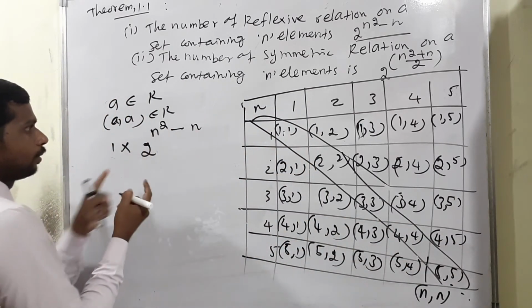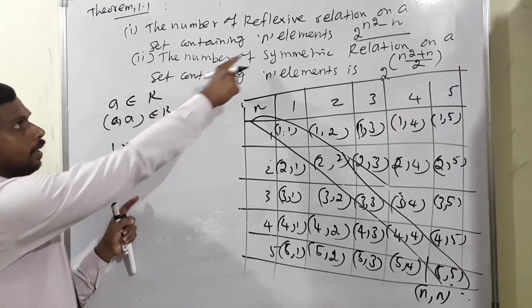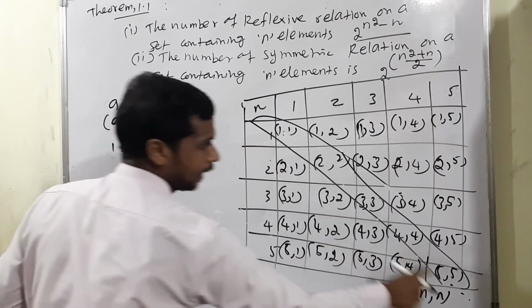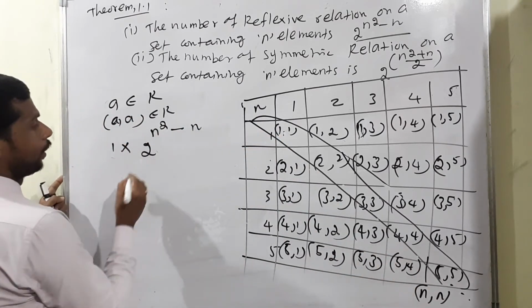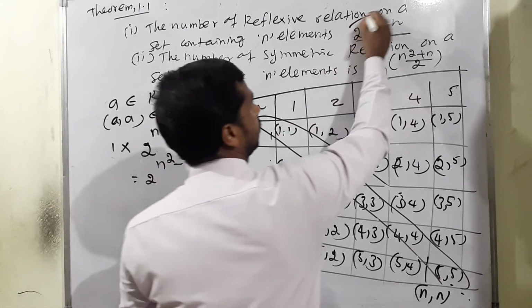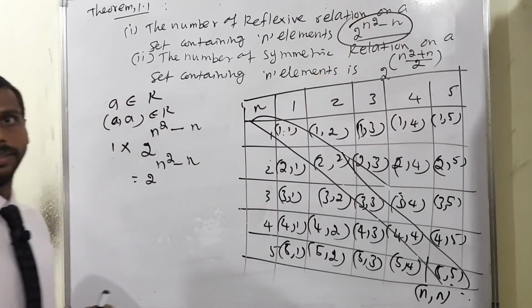Why are we taking minus n? Because reflexive means except this term, this is the single diagonal term. Therefore 1 into anything, the value is definitely 2 to the power n square minus n. That is the first condition.